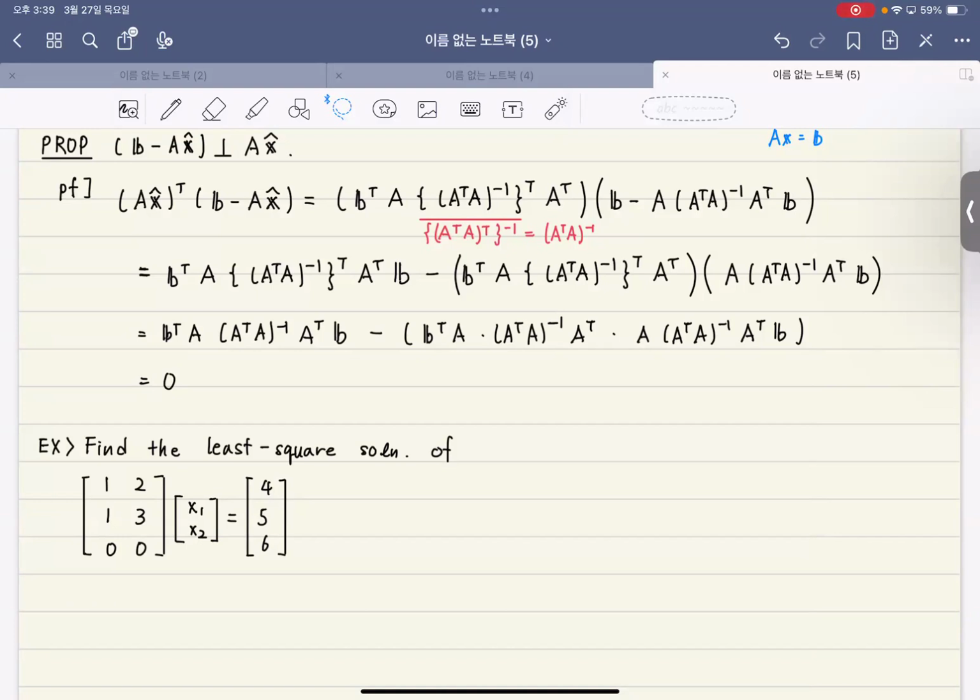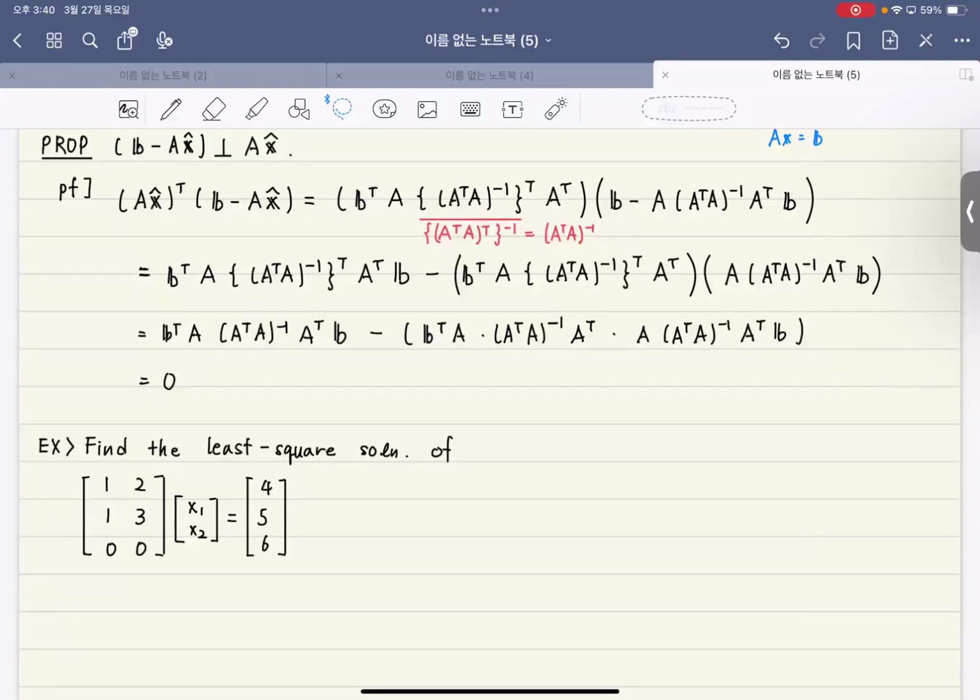Why? Because no matter how hard you try, the last component of any linear combination of columns of A is always equal to 0, right? And so it can never be 6. So I am sure that the right-hand side is not a member of the column space. Now what? So in principle, there is no solution.